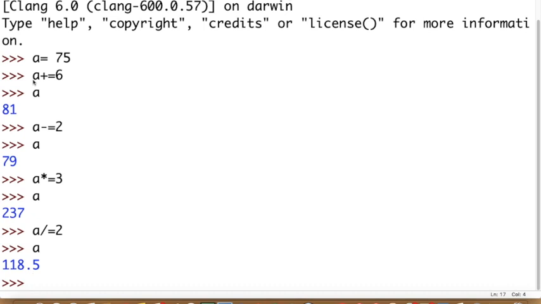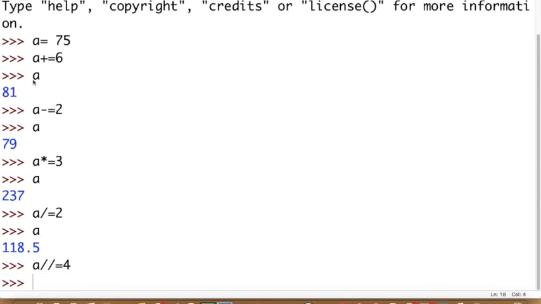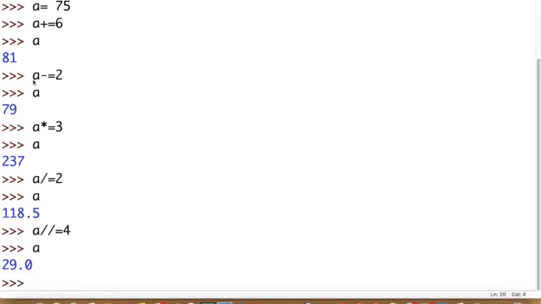Now let us go to the next step of execution. The next step is A floor divide equal to 4, which is nothing but flooring. So now 118.5 will be divided by 4 with the floor operator to get the integer quotient. Let us find out the value of A. It gives you 29.0, because this is the integer quotient of that division.